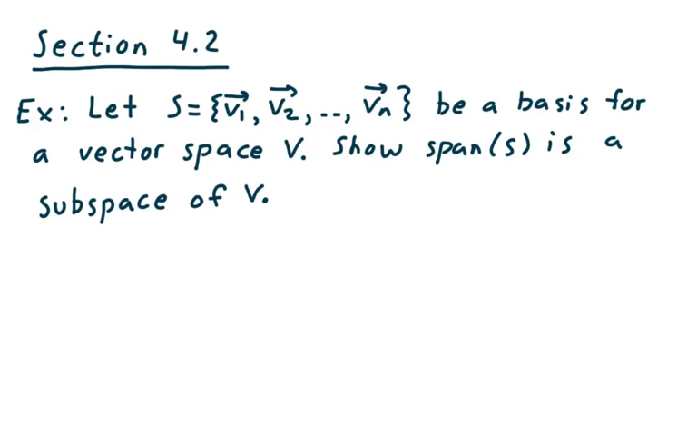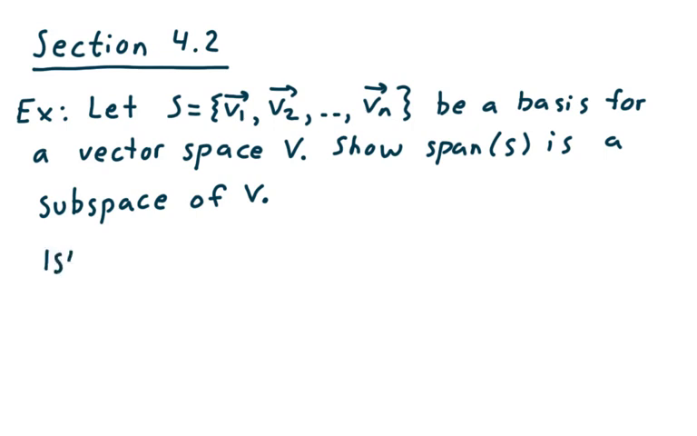This is a video from section 4.2 in linear algebra. Let's take a look at this example. Let S equal the set containing the vectors v1, v2 through vn be a basis for a vector space V. Show that the span of S is a subspace of V.